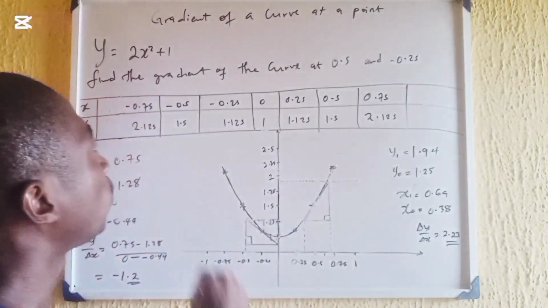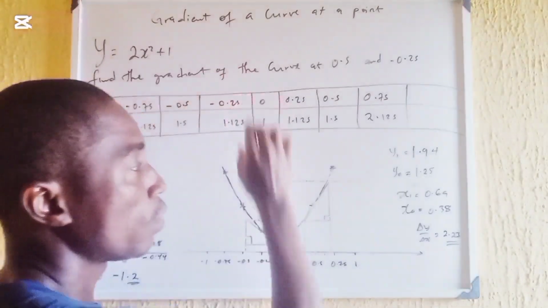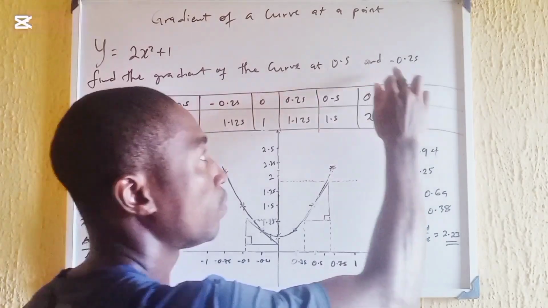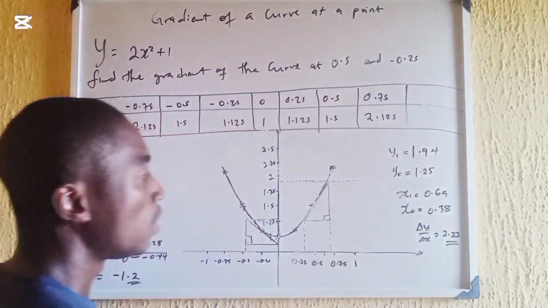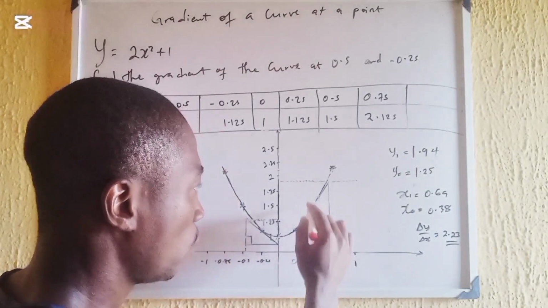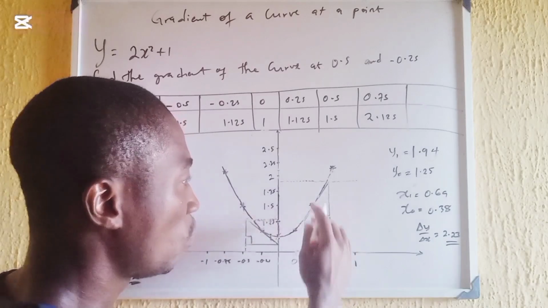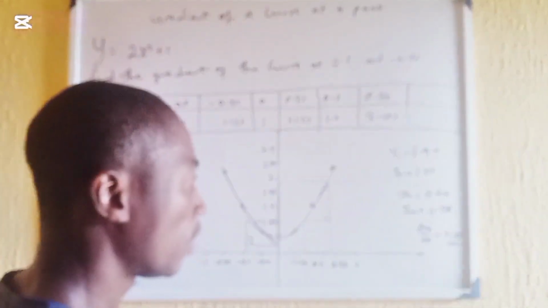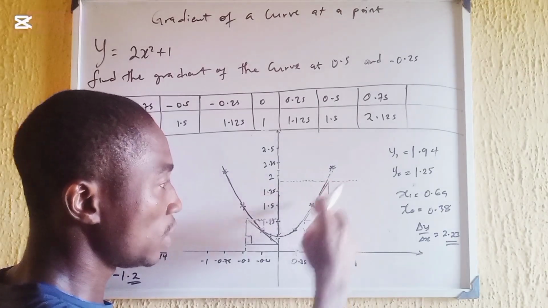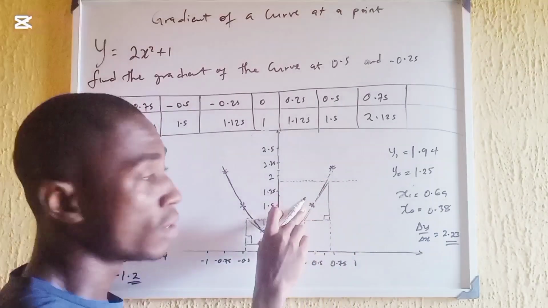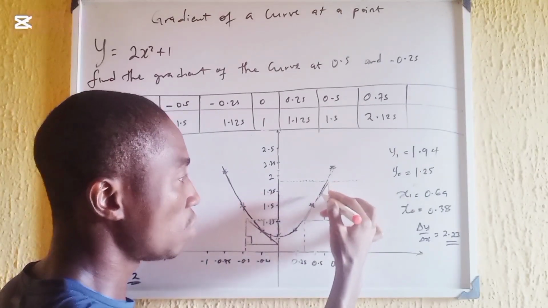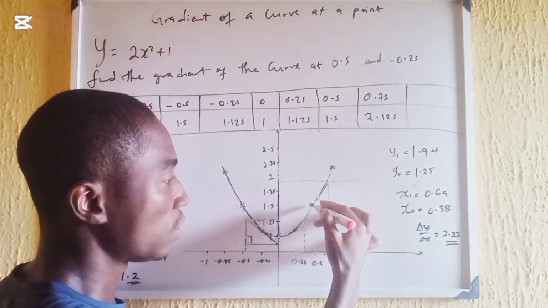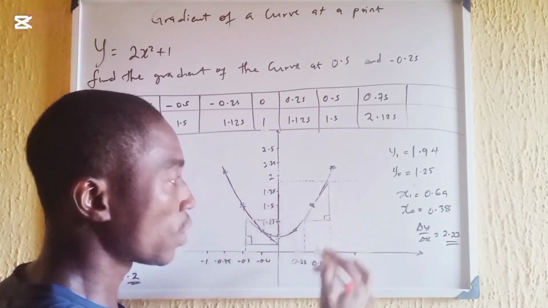So how do we go about finding the gradient of the curve at the required points? That's 0.5 and minus 0.25. For the x-axis, you can see that this point is our 0.5. So it corresponds to our 0.5. What do we do? We draw a tangent to this curve at that point. So here's my tangent, this straight line that touches this point but doesn't cross it.